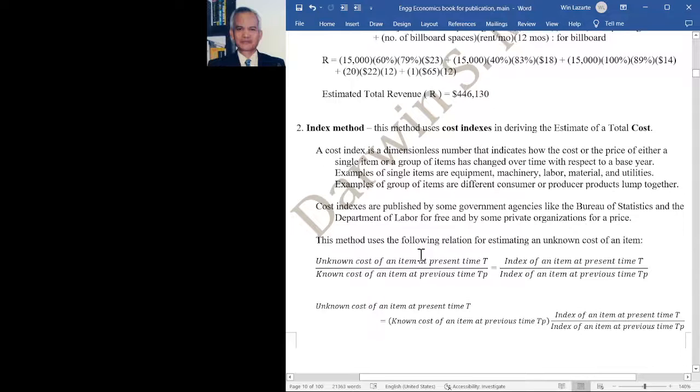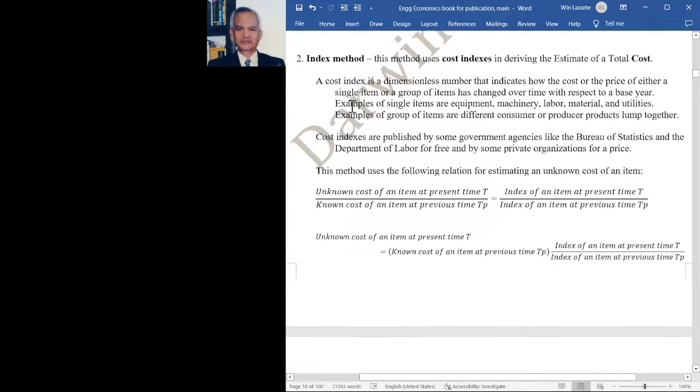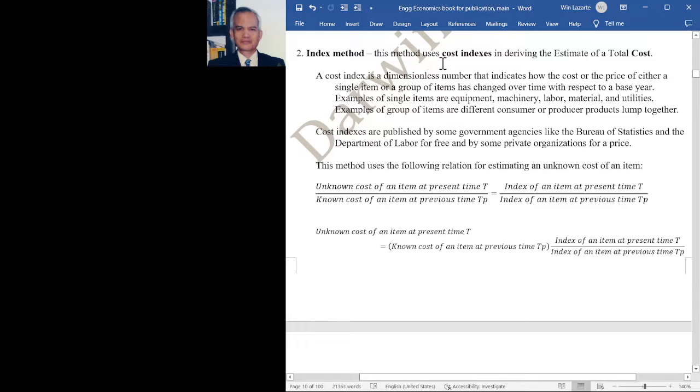The next method is called the index method. This method uses cost indexes in deriving the estimate of a total cost. This method can be used only in estimating a cost. Now, a cost index is a dimensionless number that indicates how the cost or the price of either a single item or a group of items has changed over time with respect to a base year.